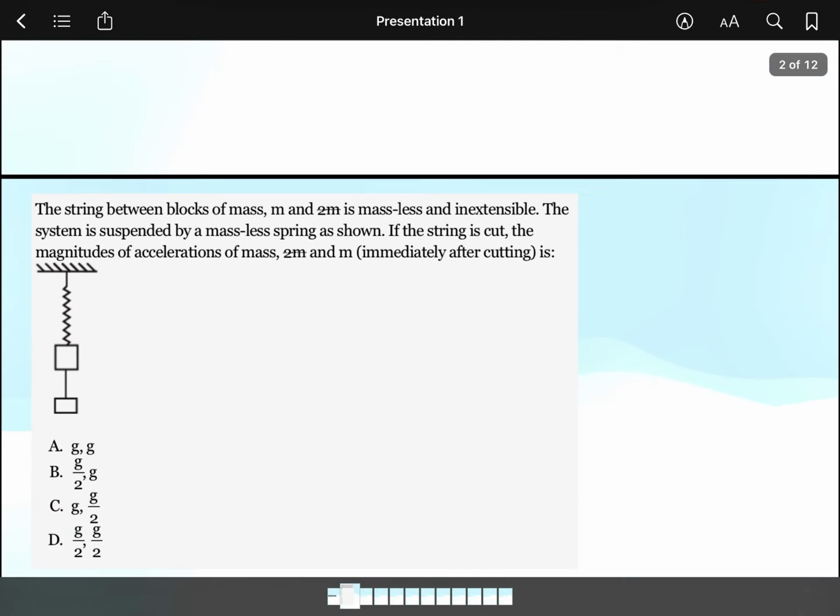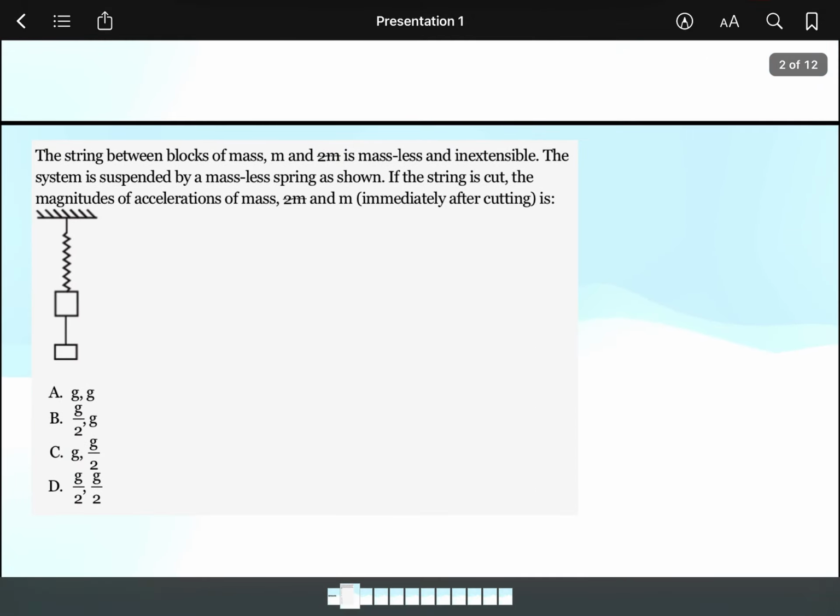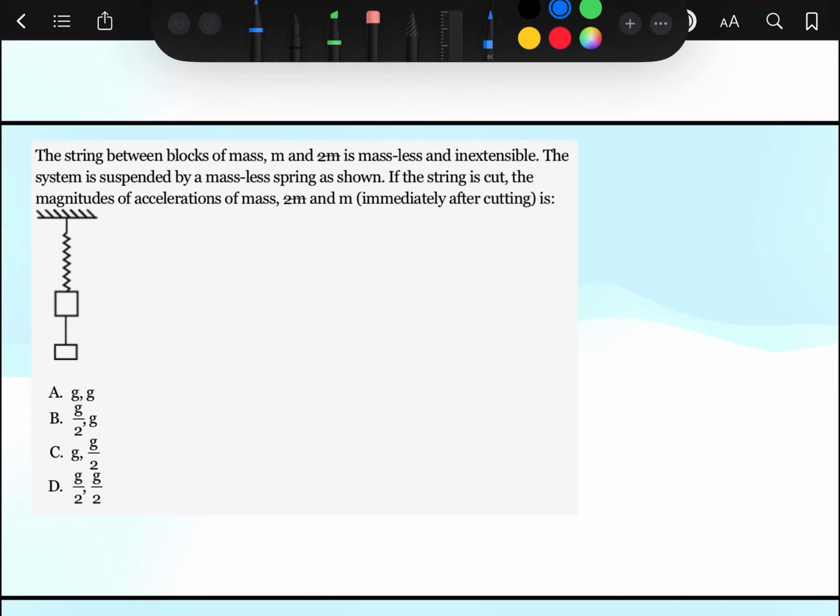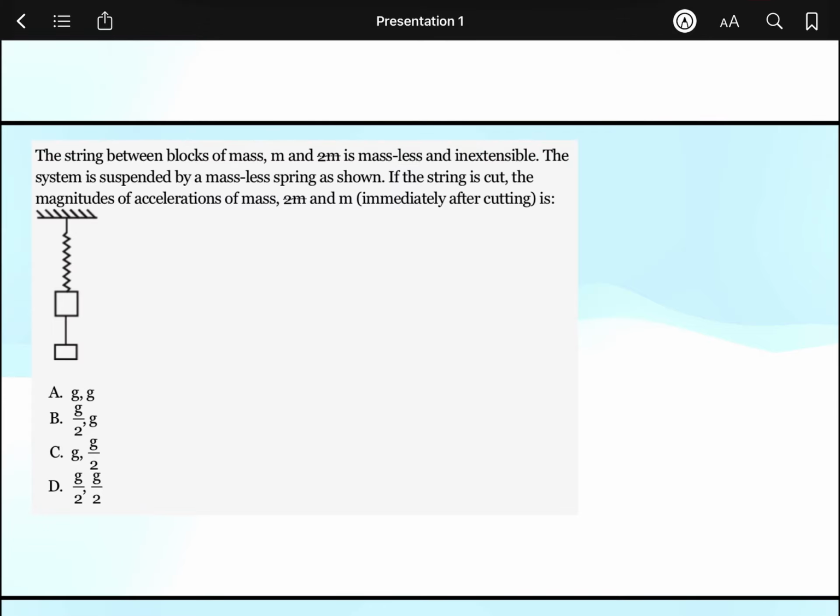So this is another question from IIT JEE PYQ, advanced PYQ it is. The question is like: the string between the blocks of mass m and 2m. This is the mass 2m and this is the block of mass m. The string is massless and inextensible. The system is suspended by a massless spring as shown in the figure. If the string is cut, the magnitude of accelerations of mass 2m and m immediately after the cutting is.